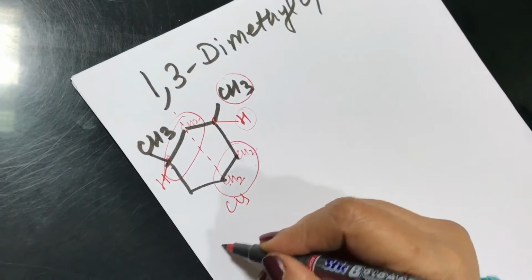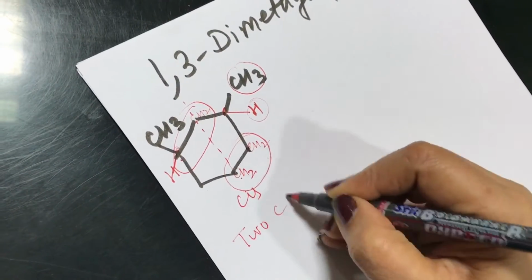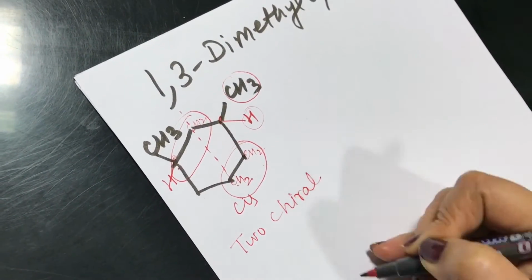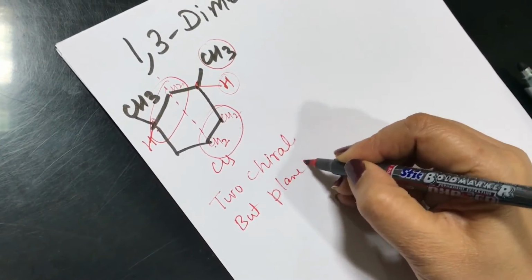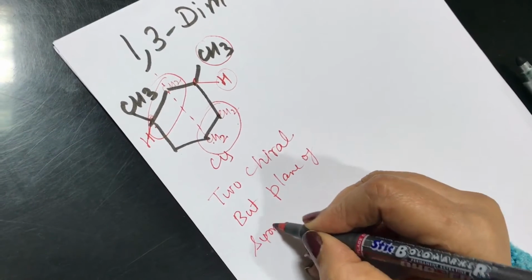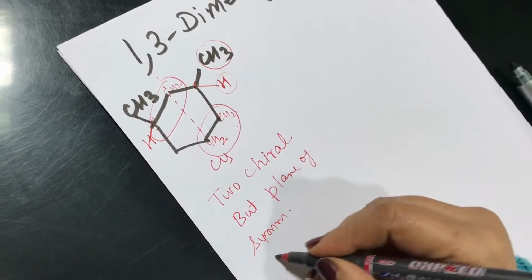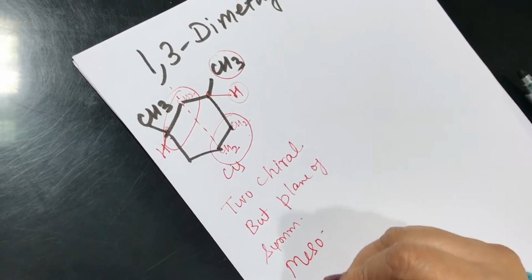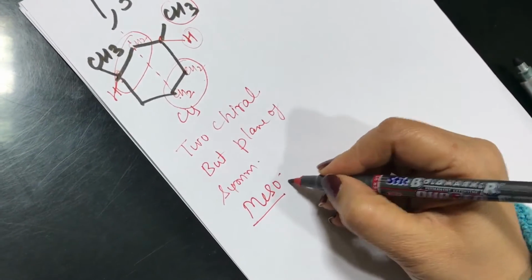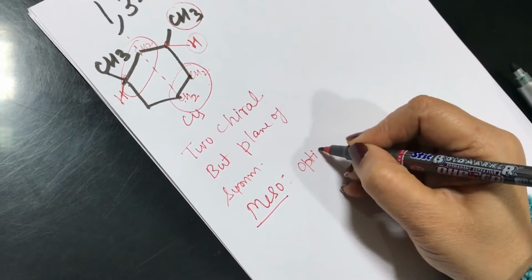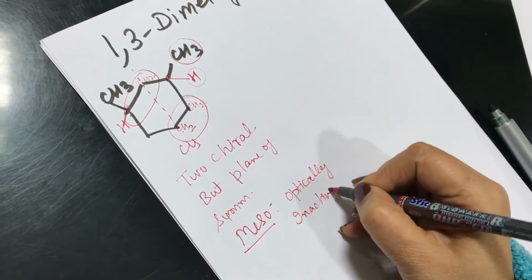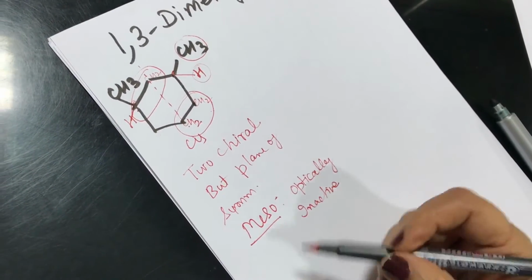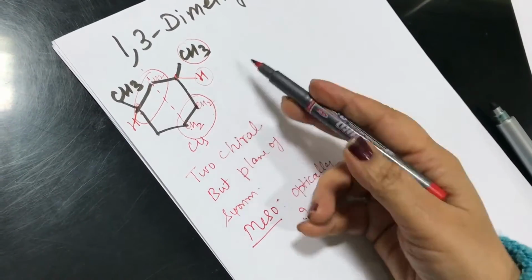So this cis arrangement has 2 chiral carbons, but has a plane of symmetry. That's why this form is a meso form, which is optically inactive. Its mirror image will be identical, superimposable.